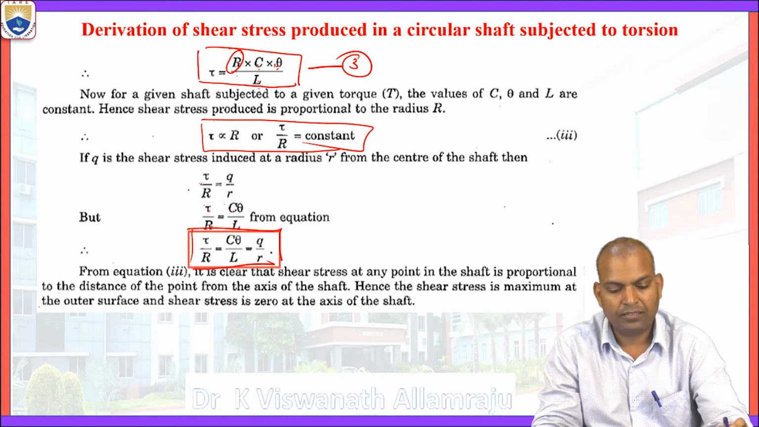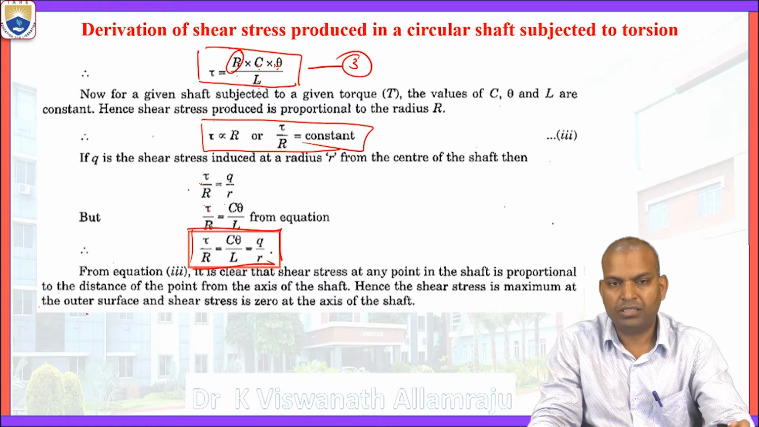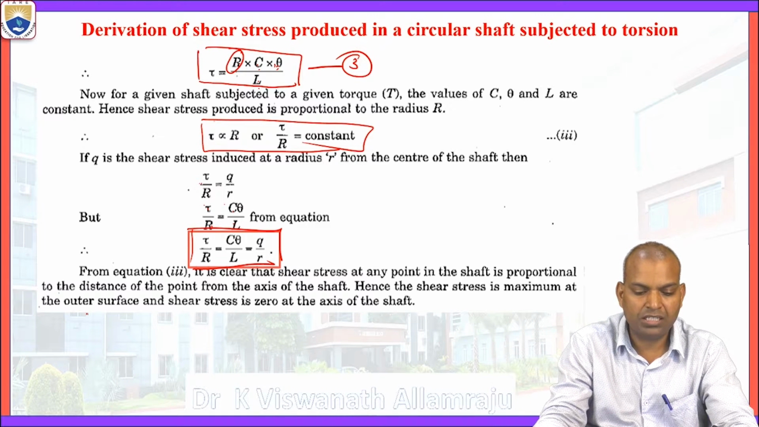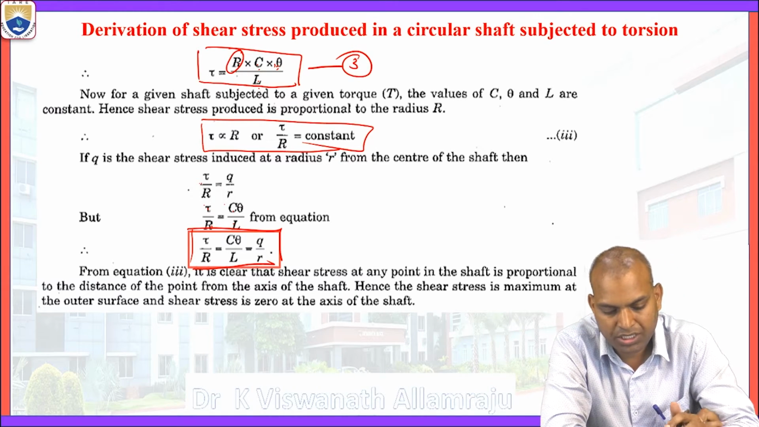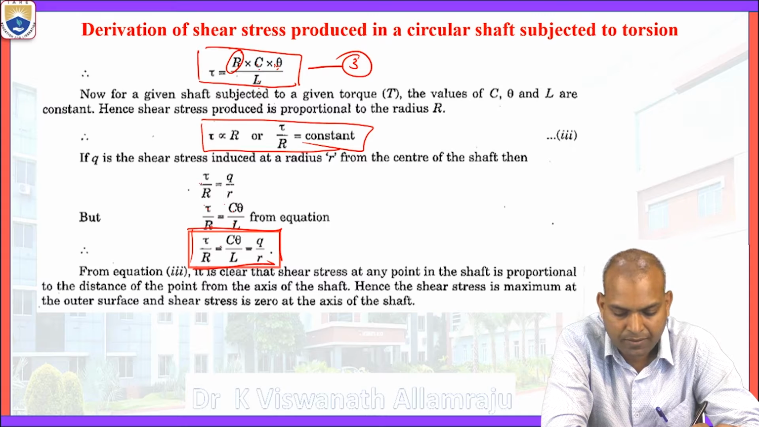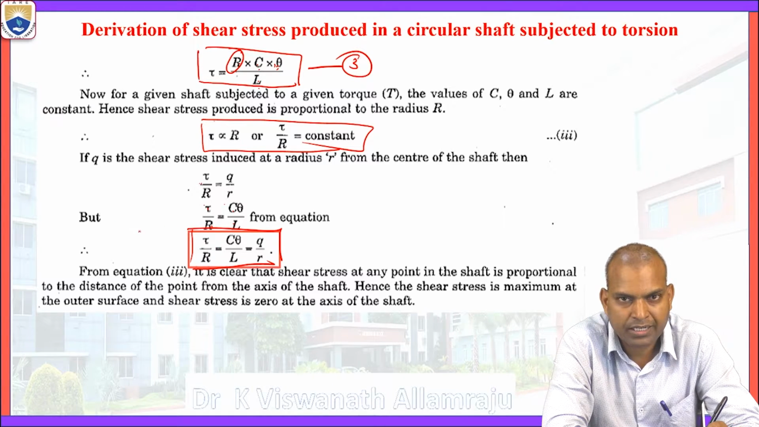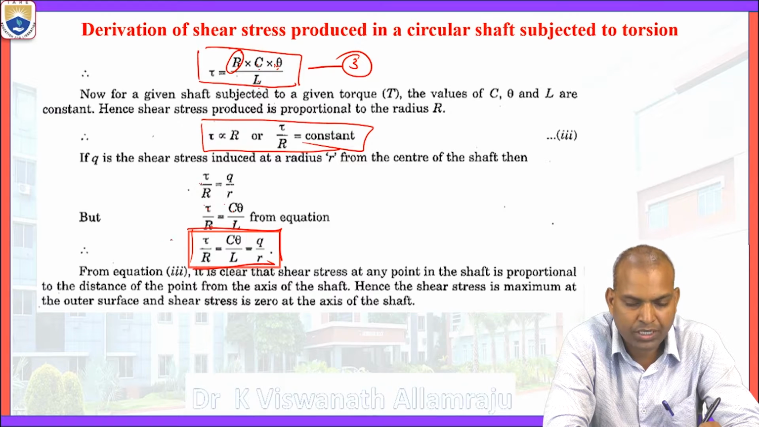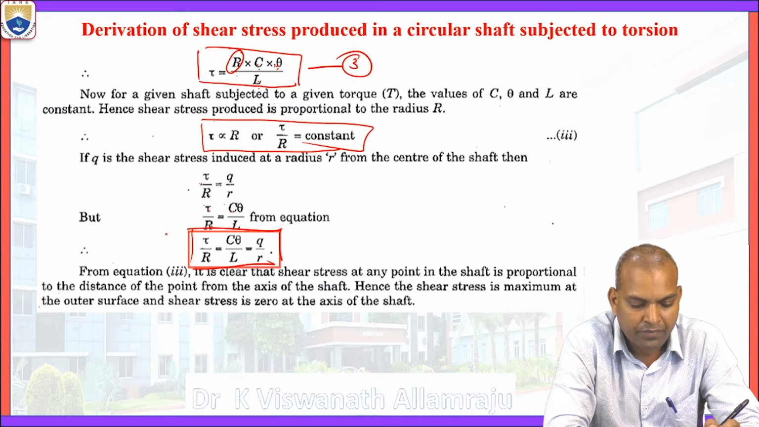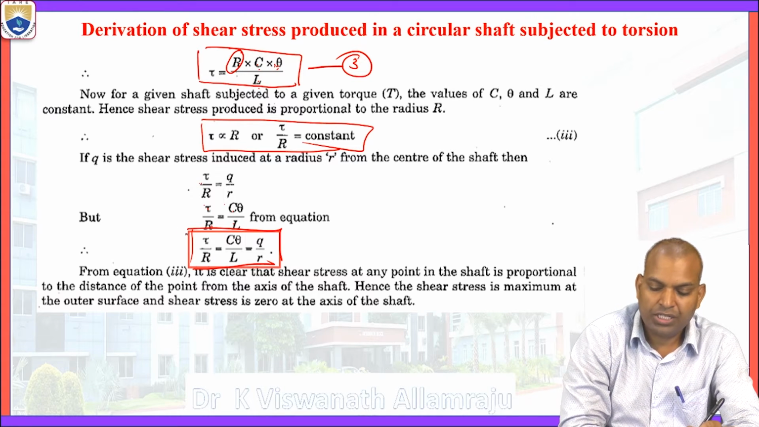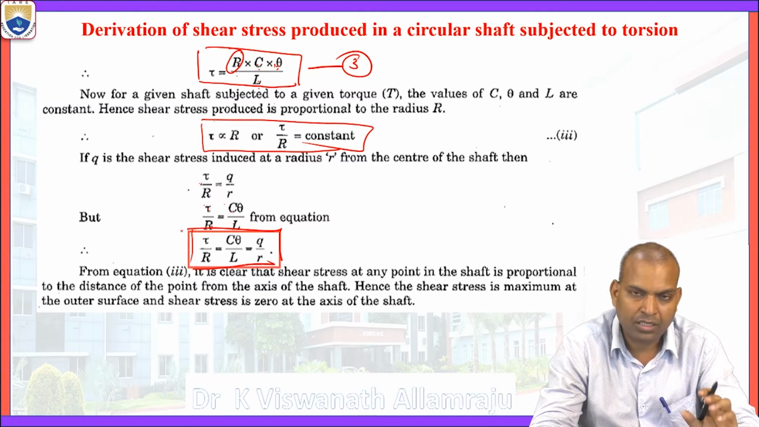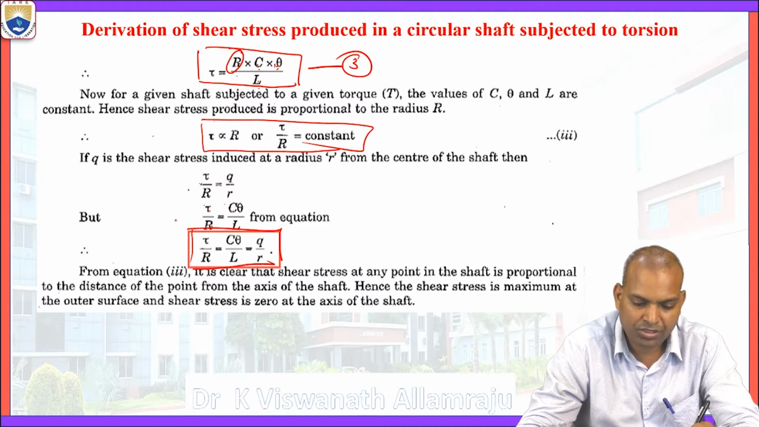Generally, this equation indicates the variation of the shear stress is proportional to the radial distance from point to point, that is, the distance of the point from the axis of the shaft. The shear stress is maximum at the outer surface because capital R is the maximum, and the shear stress is zero at the axis of the shaft.